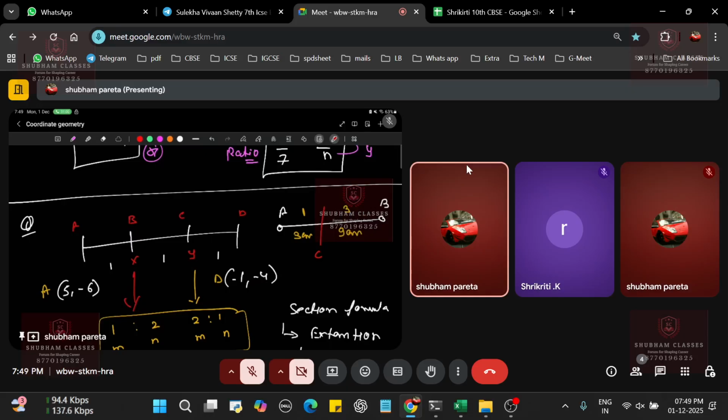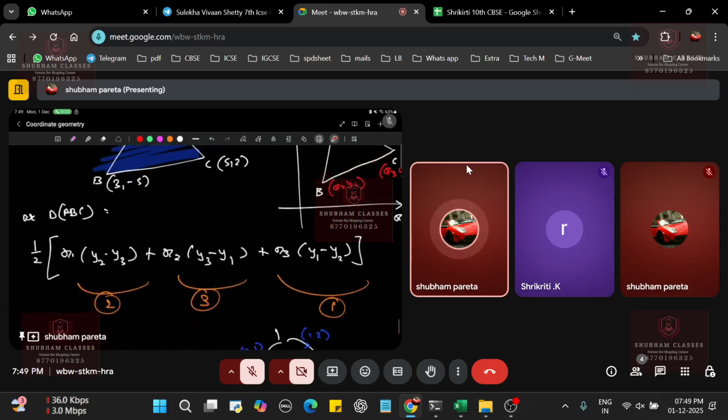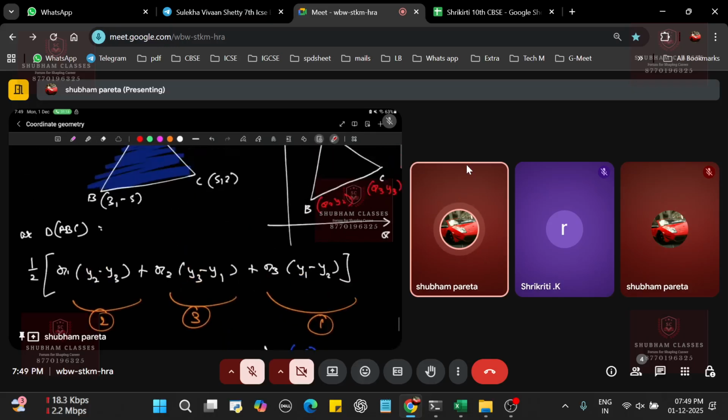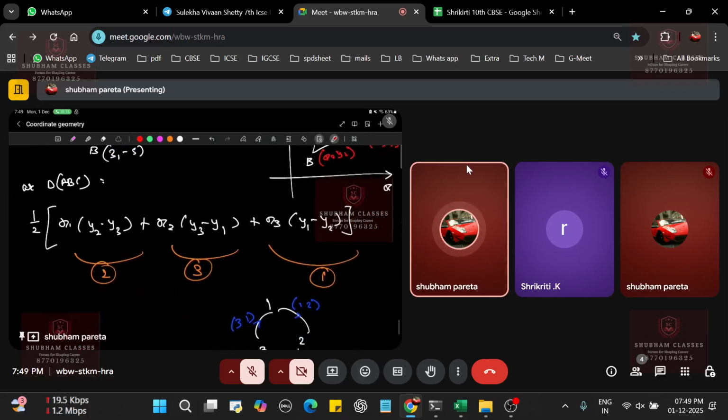So the portion that we are having as of now is nothing but what we have. Okay, as per the given scenario, the section formula has already been done. Okay, area for triangle is already there for you.